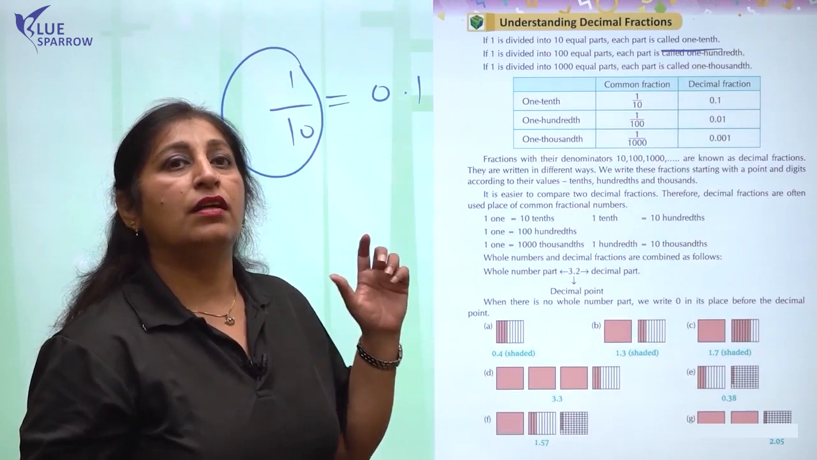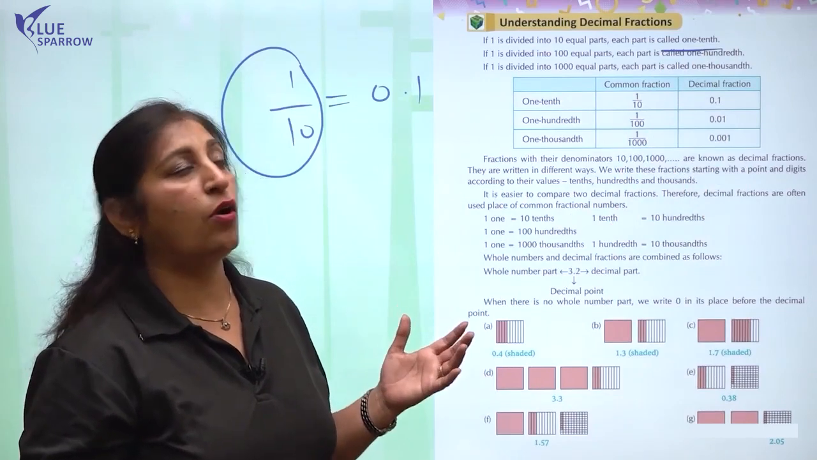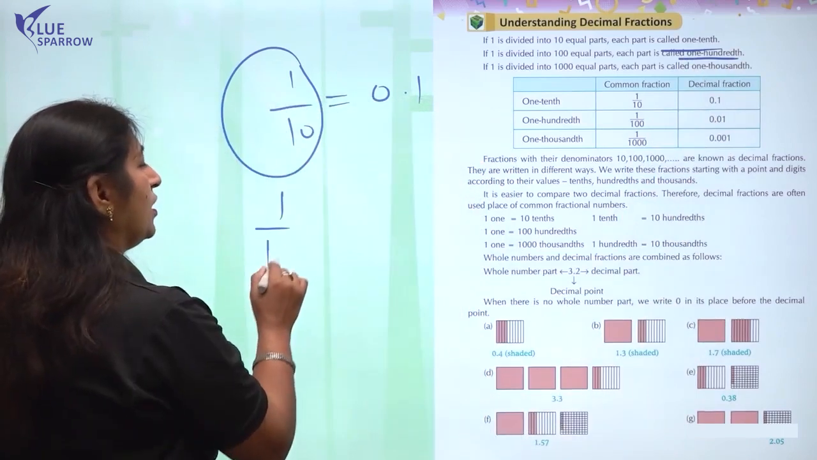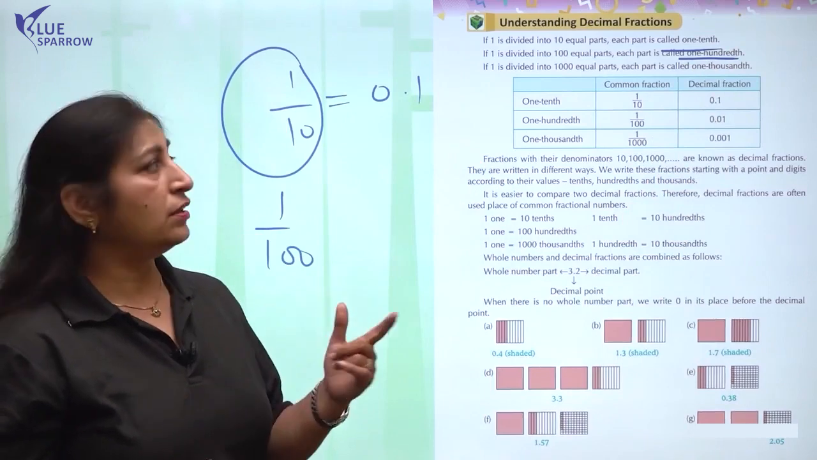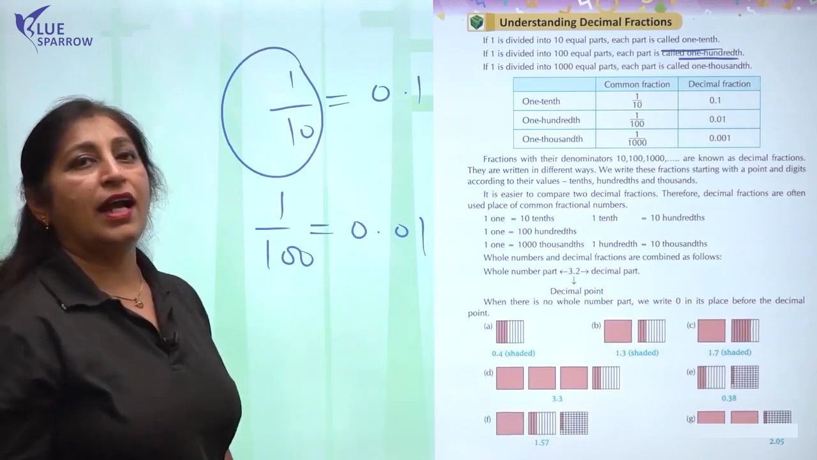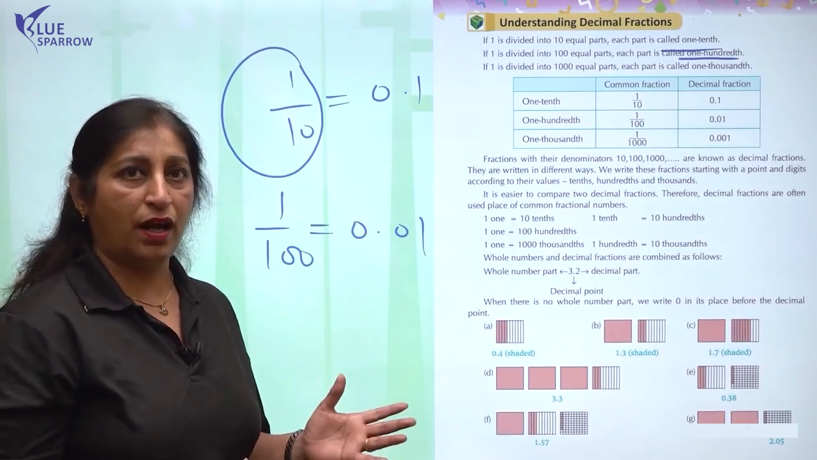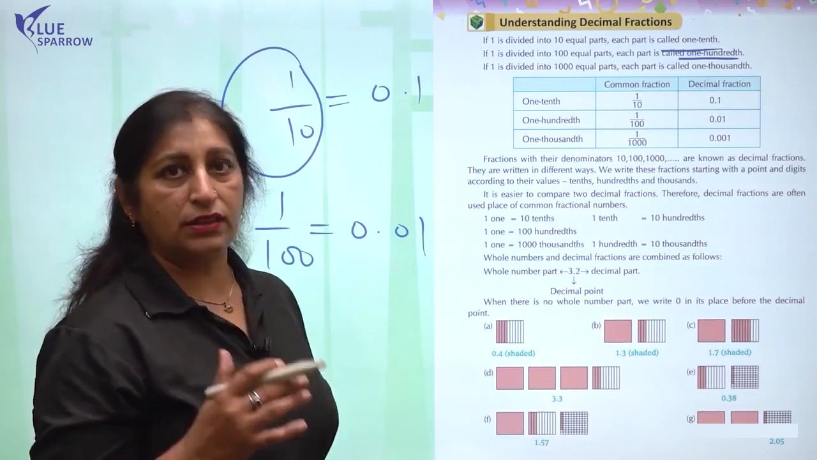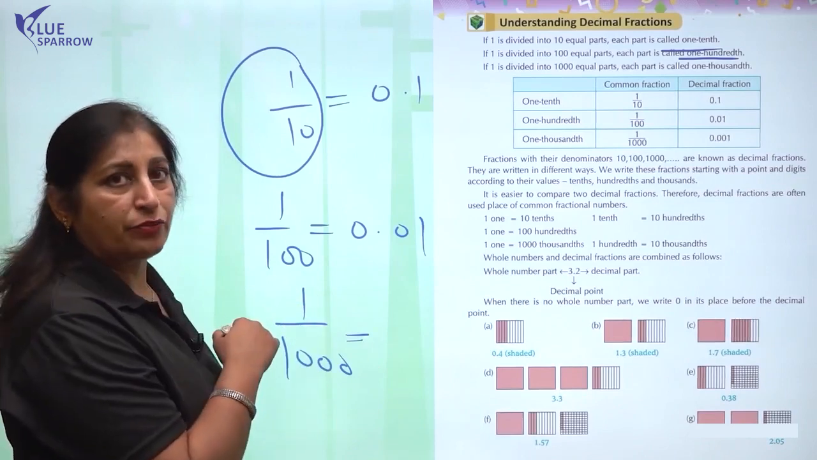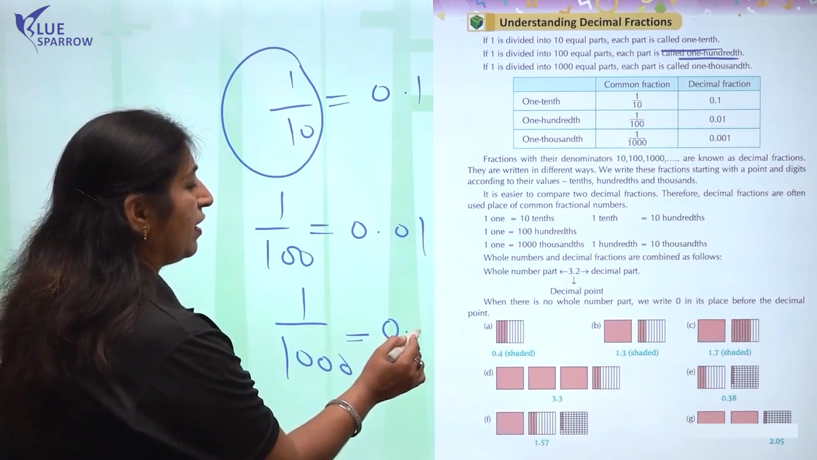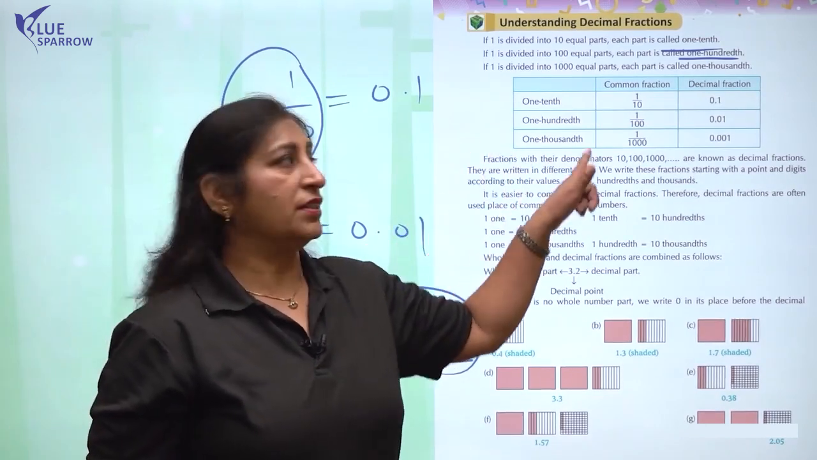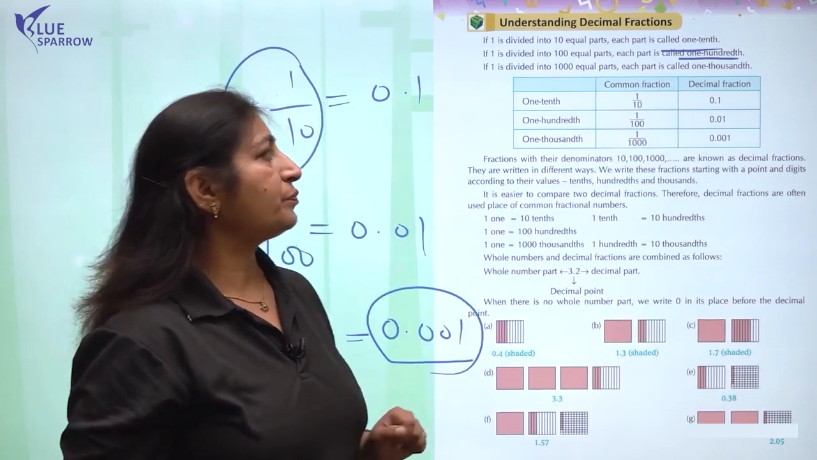If we consider one part out of 100, it is called 1/100th. When 1 is divided by 100, we can write it as 1 upon 100. It is called 1/100th, and in decimal fraction it can be written as 0.01. And if we consider one part out of 1000 parts, each part is called 1/1000th, means 1 upon 1000. That would be the common fraction for this number, and in decimal fraction we can write it as 0.001. So these are the common fractions and these are the decimal fractions for these numbers.